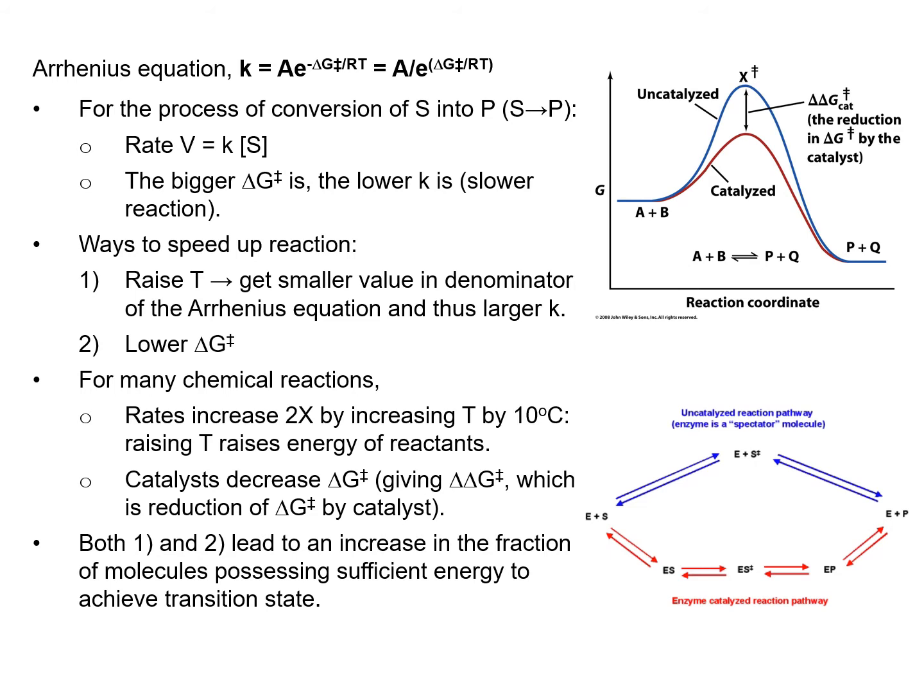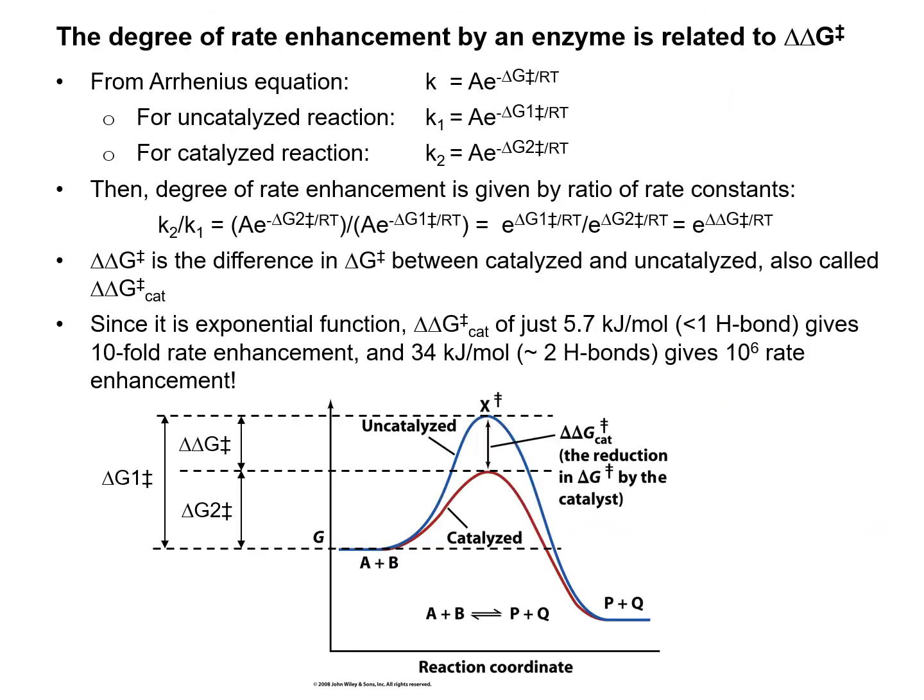So both of these, 1 and 2, raising the temperature and lowering the free energy of activation, lead to an increase in the fraction of molecules, especially the reactant molecules, possessing sufficient energy to achieve the transition state. So it'll speed up the reaction. The degree of rate enhancement by an enzyme is related to delta G double dagger, or the difference in free energy of activation between the catalyzed reaction and uncatalyzed reaction.